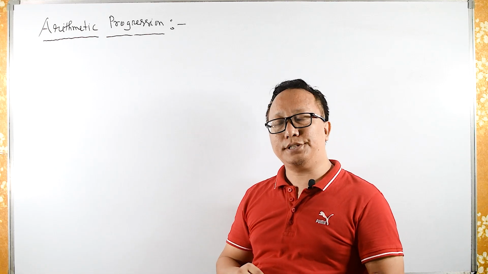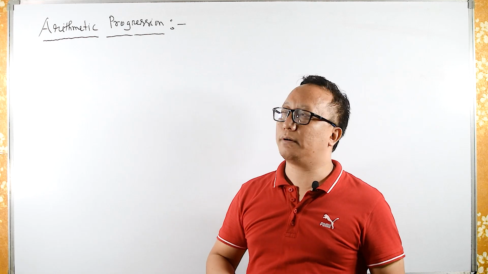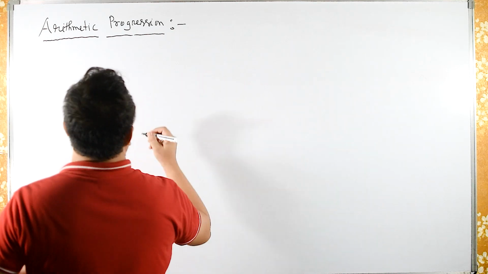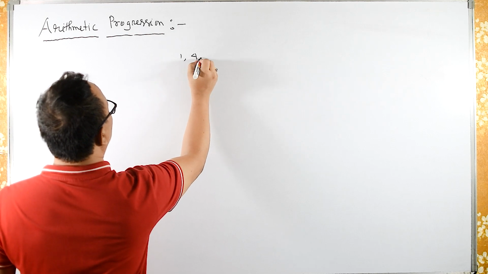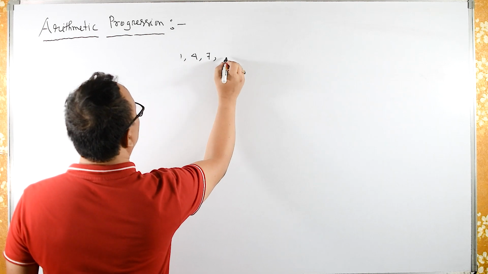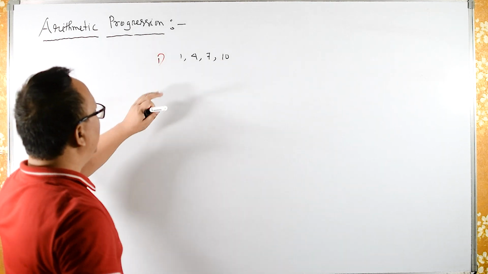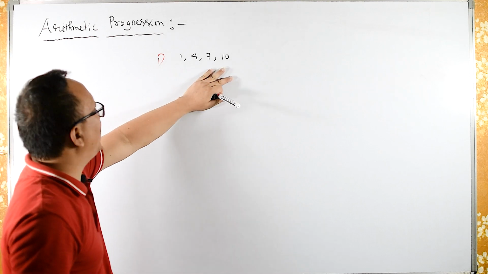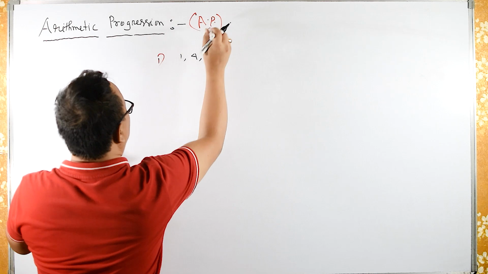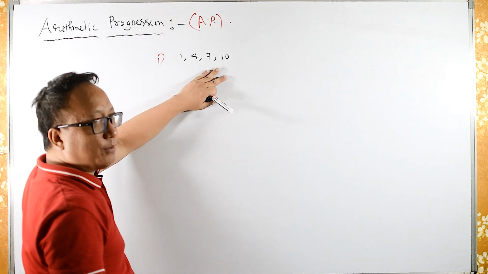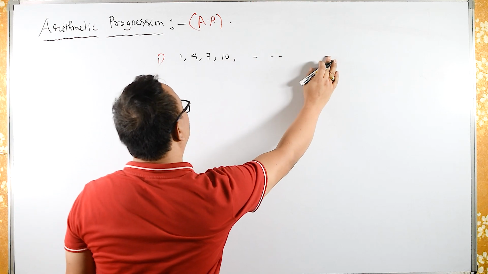An arithmetic progression is a sequence whose terms increase or decrease by a fixed number. Let's see, if I have 1, 4, 7, 10, let's take this as an example. I want to say this is an arithmetic progression, which we call AP. It is a sequence that follows some pattern, whether finite or infinite.